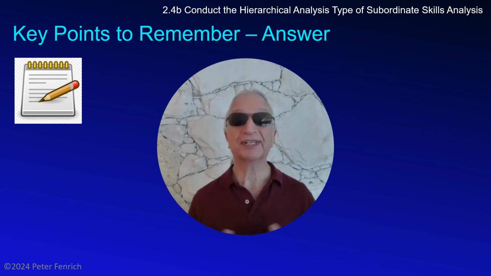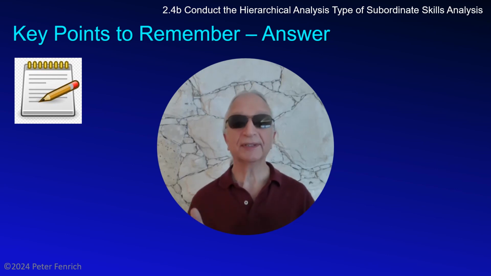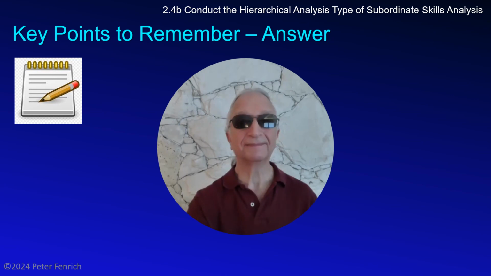For intellectual skills, conduct a hierarchical analysis to determine the subordinate skills. Follow these steps. For each goal analysis step, ask, what must the learner know or do to be able to complete this skill? This creates the first hierarchical level.